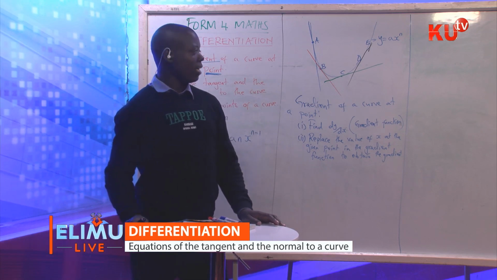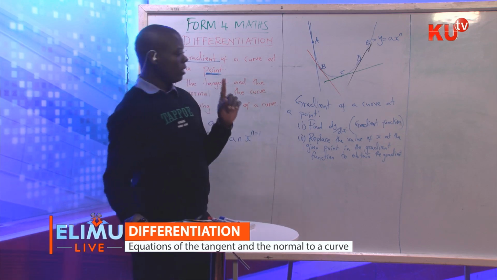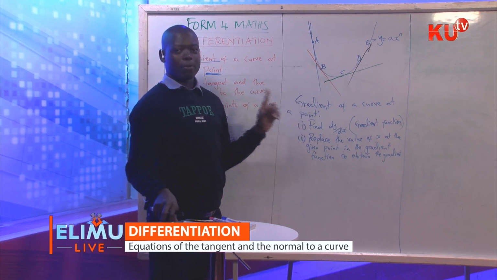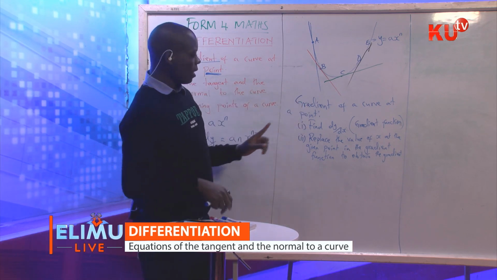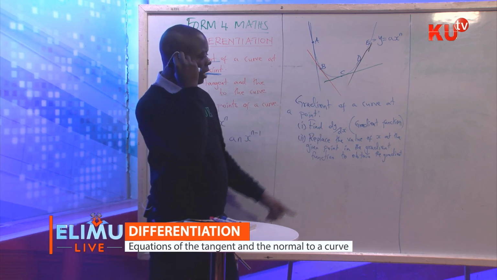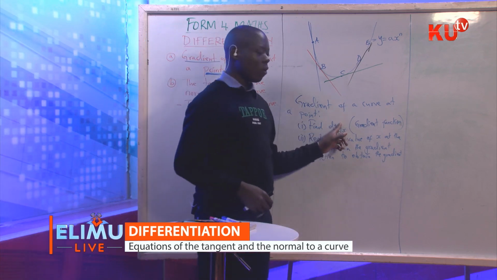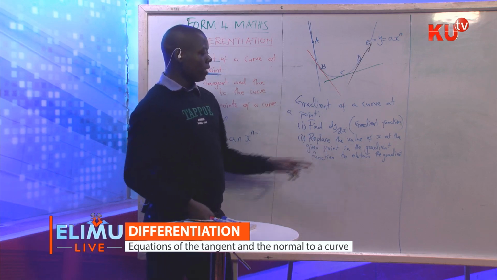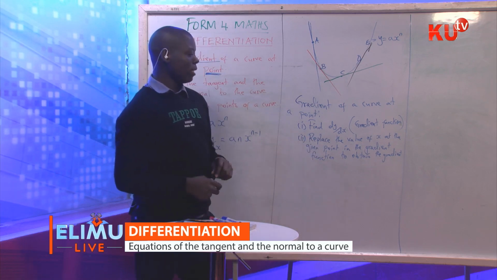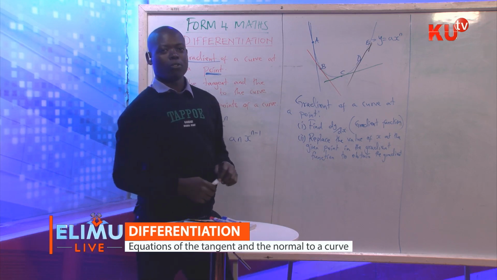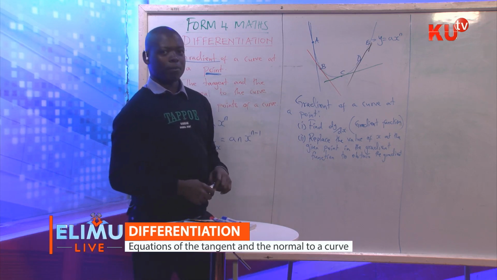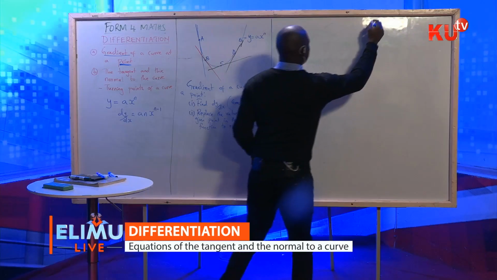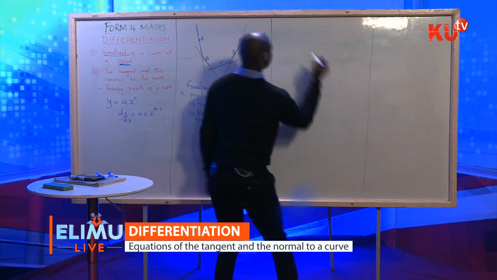Therefore, students, there are two steps we shall need to undertake when determining the gradient of a curve at a point. Step number one will be to determine what we call the gradient function, the dy dx. And number two, we replace the value of x at the given point in the gradient function to obtain the gradient. Let's look at an example.